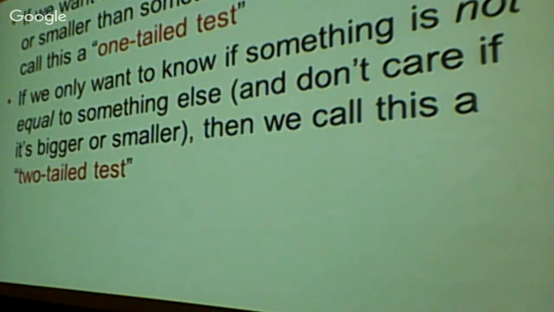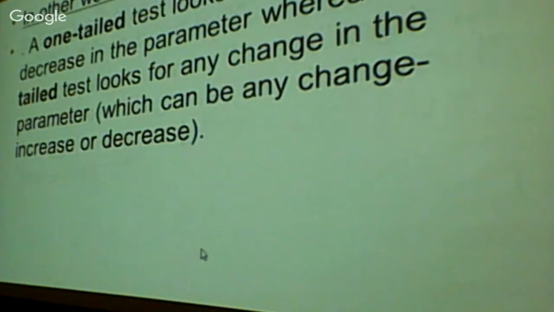Most tests are two-tailed. If we don't know, we usually assume it's two-tailed. Almost all tests are sort of pre-jigged to do two-tailed testing, because in the real world we care about differences, not direction. So a one-tailed test looks for an increase or decrease in the parameter, whereas a two-tailed test looks for any change in the parameter in either direction.